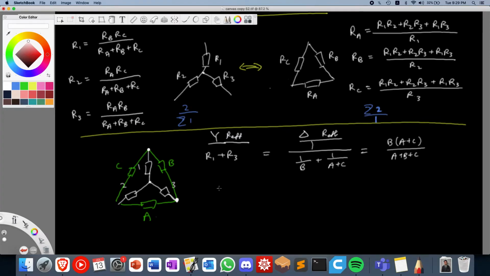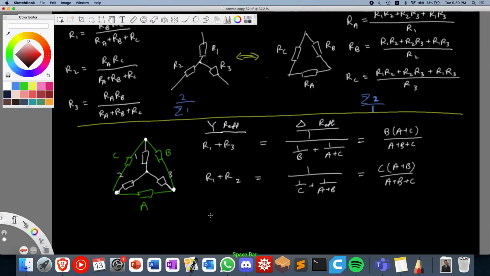Then on this side we consider the effective resistance between 1 and 2. Then we have R1 plus R2 equals 1 over C plus 1 over A plus B, which equals C times A plus B over A plus B plus C. And lastly we have R2 plus R3 equals 1 over A plus 1 over B plus C, which equals A times B plus C over A plus B plus C.